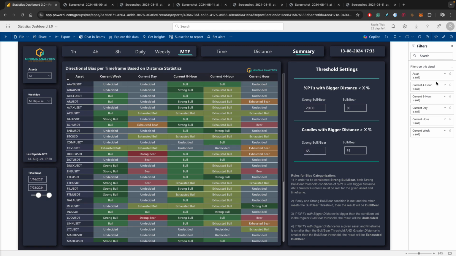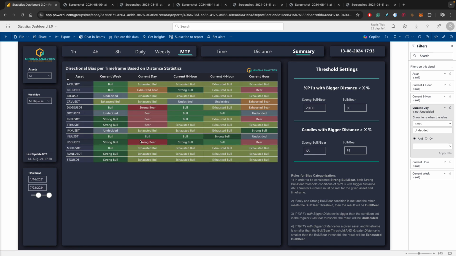Another good thing to do, as a final closing note on filters, is you can press here and get the filtering up. And then what you can say is current day is not, for example, undecided. Apply the filter. And what it will leave you is all just the biases for the current day that have a bias. So you filter out everything that is undecided.